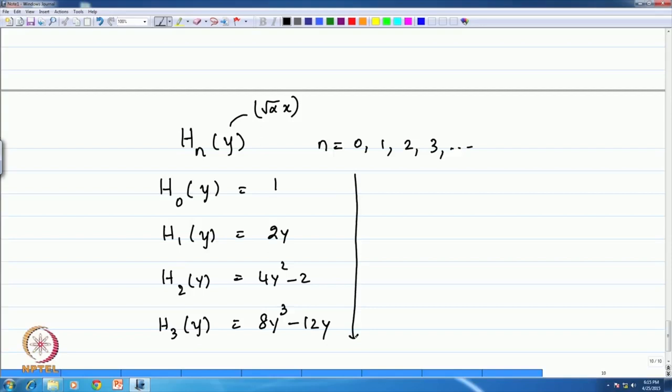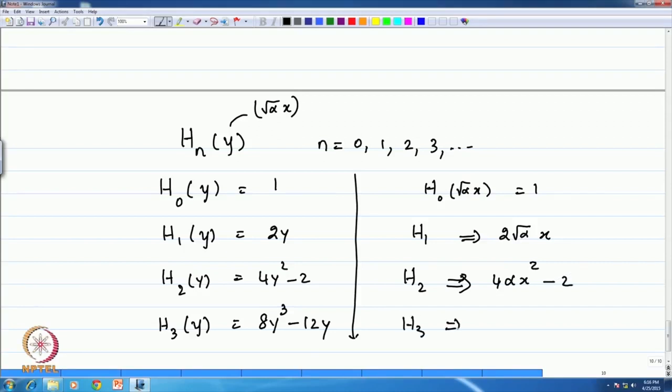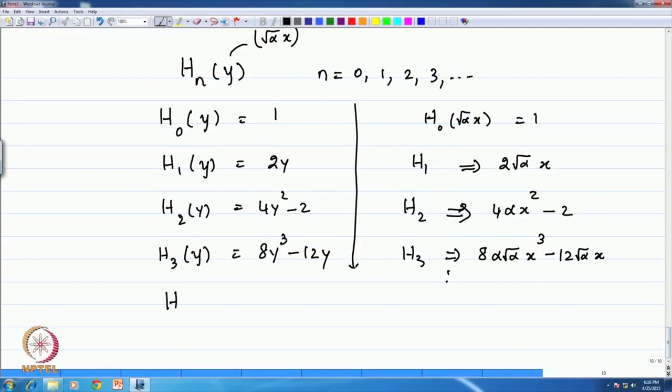So if you write this in terms of root alpha x, H0 of root alpha x is 1, H1 is 2 root alpha x, H2 is 4 alpha x squared minus 2, and H3 is 8 alpha to the 3 by 2 x cube minus 12 root alpha x, and so on. There are relations that the polynomials satisfy between Hn, Hn plus 1, and Hn minus 1. There is a relation called the recurrence relation.